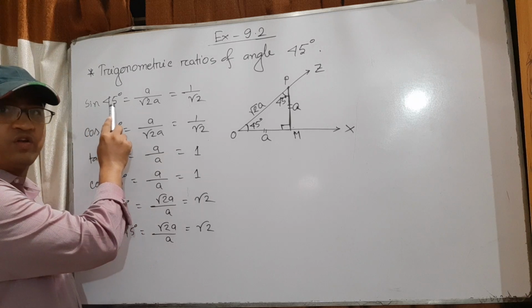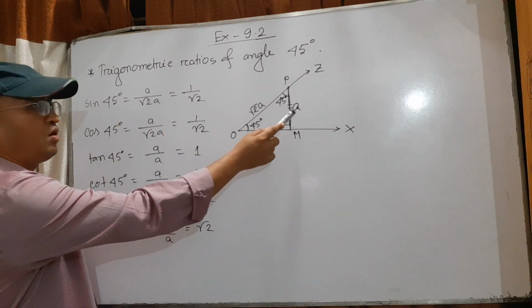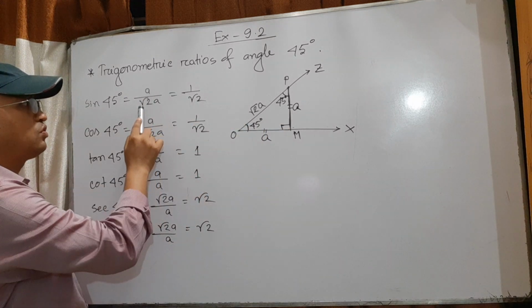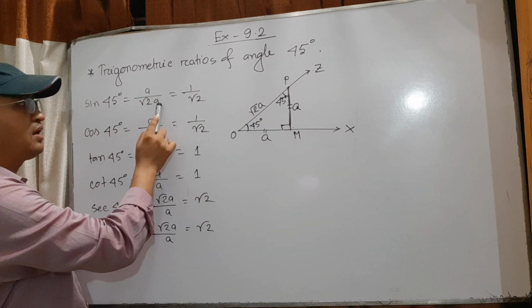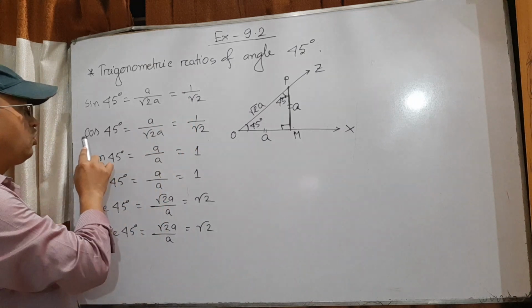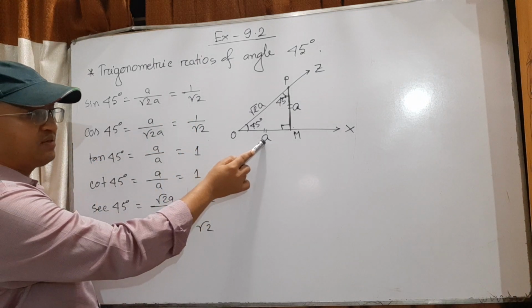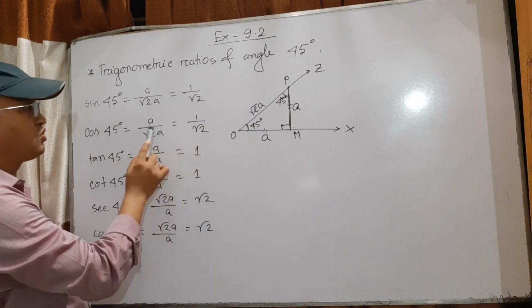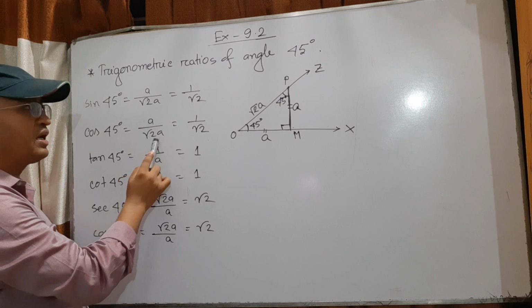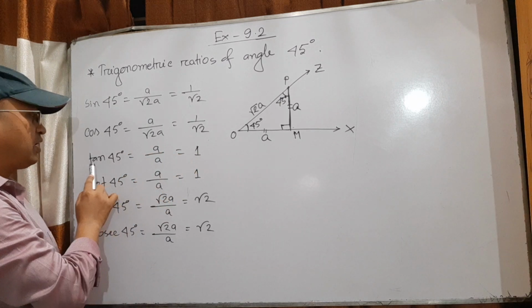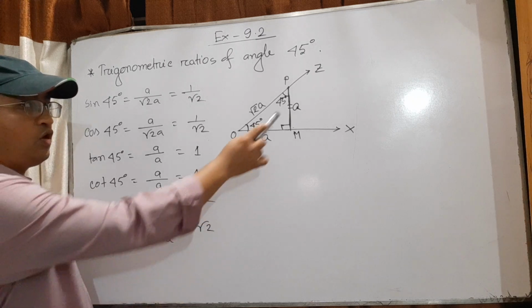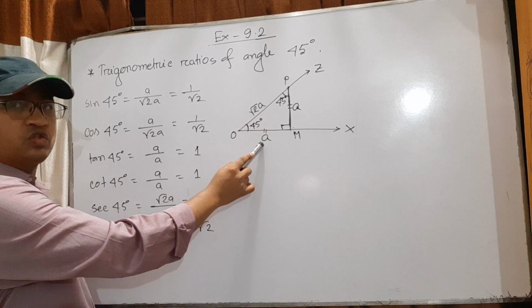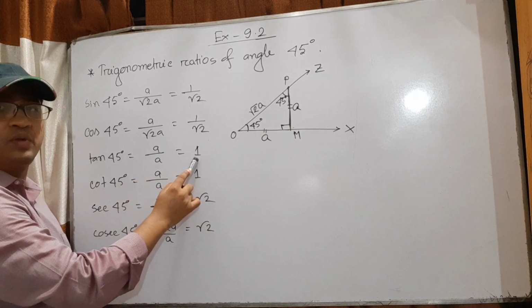Look, sine 45 degree is opposite side by hypotenuse, a by root 2a. You cancel a and a, it will be 1 by root 2. Cos 45 degree is adjacent by hypotenuse. Adjacent is a, hypotenuse root 2a, so it also will be a by root 2a, that is 1 by root 2. Tan 45 degree is opposite by adjacent. Opposite is a, adjacent is also a, so a by a is 1.